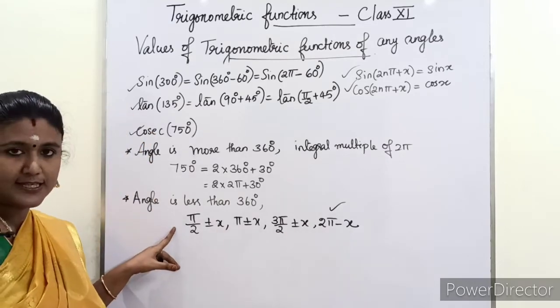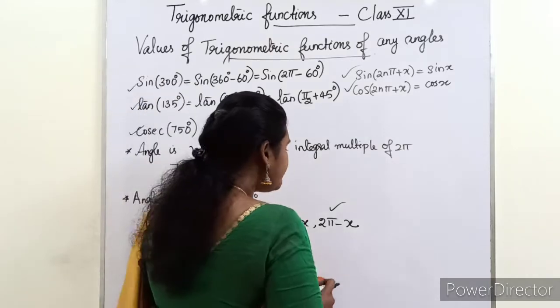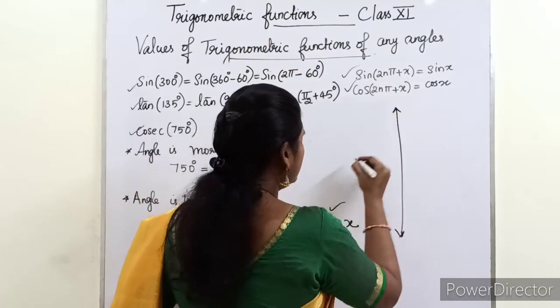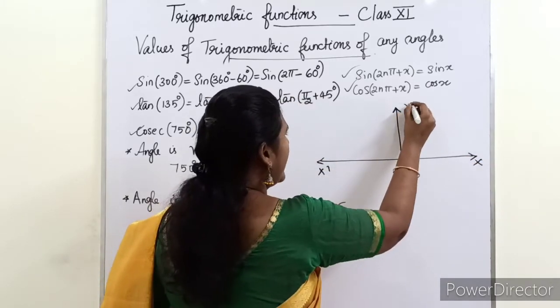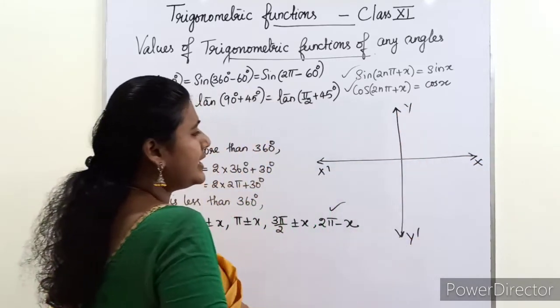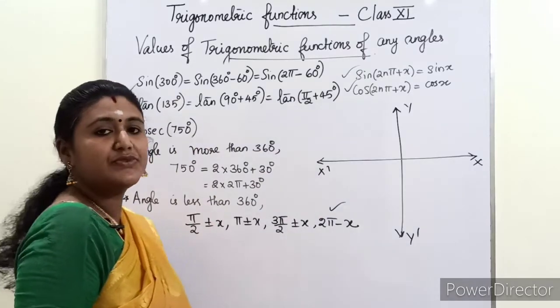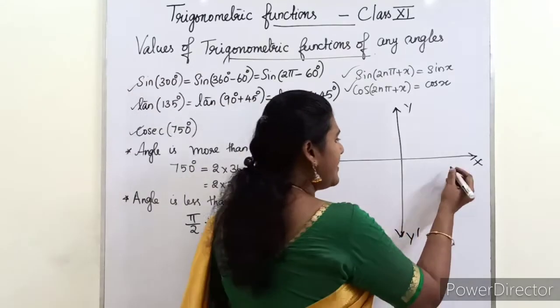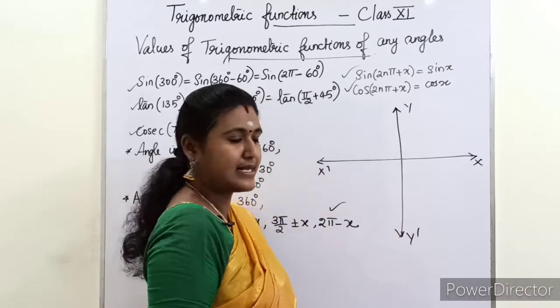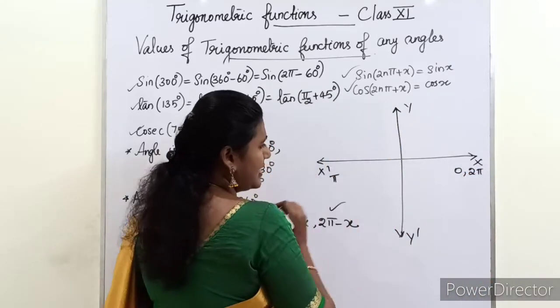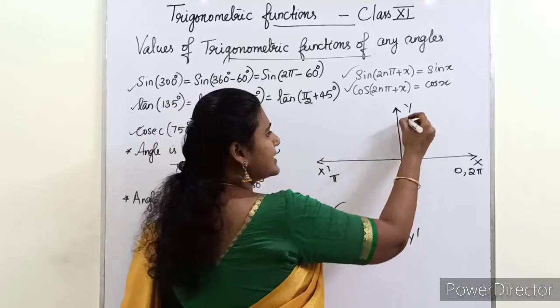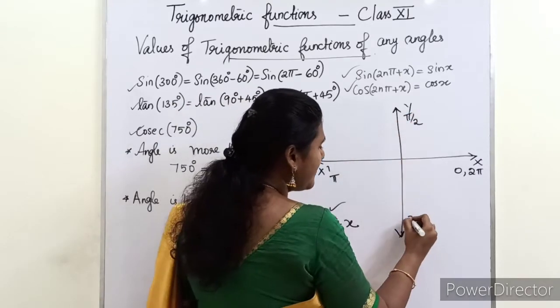After expressing this, how to find the value? We'll consider the quadrants: x, x dash, y, y dash. Here the angles which lie on the x-axis, for example, are 0, 2 pi, and here you will have pi. And what are the angles on the y-axis? Pi by 2 and 3 pi by 2.